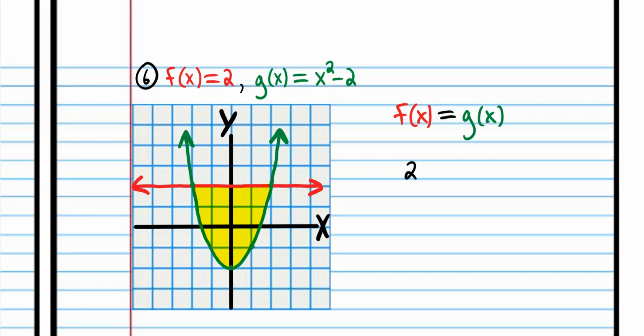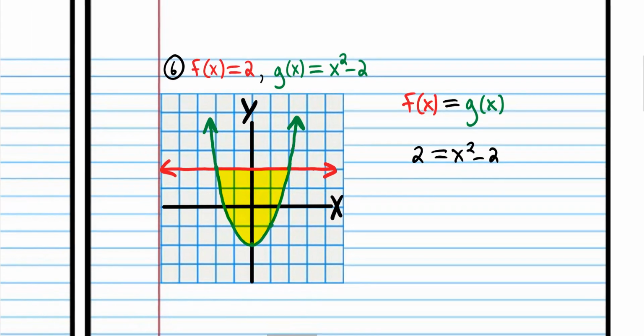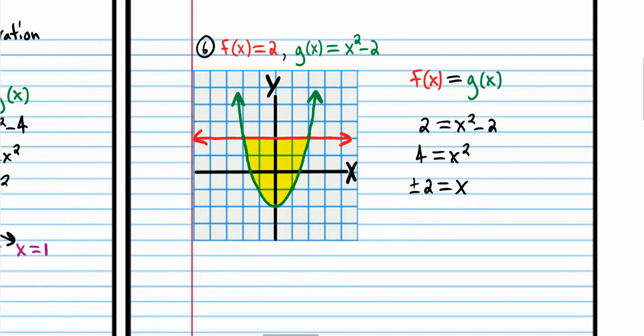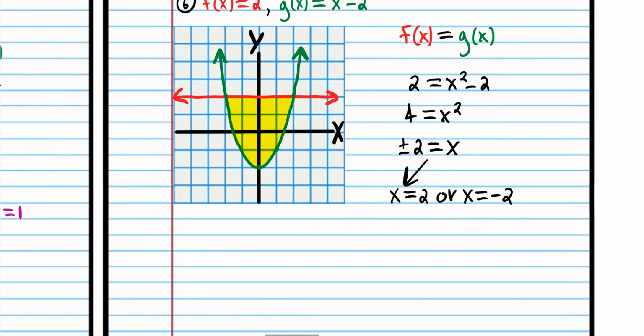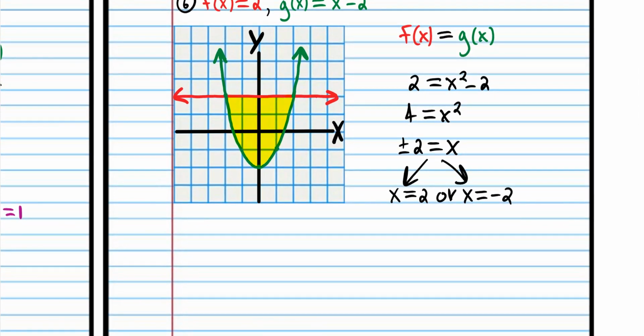So f of x is 2, g of x is x squared minus 2. We have to solve for x squared, add 2 to both sides, and then square root both sides. Now again, when we square root both sides, students forget the plus and the minus. It's just a given that students are going to forget to do that, and that's going to cause you problems. So I'm just warning you now. It's very easy to forget that.